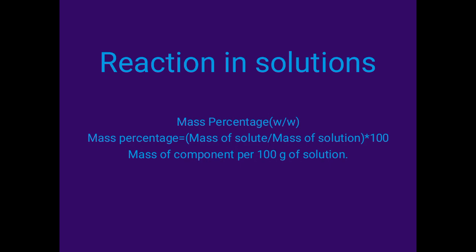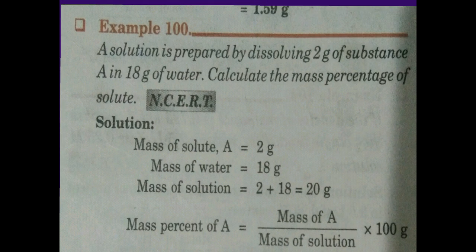In the same way, if we want to calculate the mass percentage of solvent, then the mass percentage of solvent is equal to the mass of solvent in grams upon the mass of solution, also in grams, into 100. So in this way we can calculate. And as I've told you, at some places it will be given that 5% W by W or 10% W by W. When they say 5% W by W, it means 5 grams of that substance is present in 100 grams of solution. If they say 10% W by W, it means 10 grams of that substance is present in 100 grams of solution.